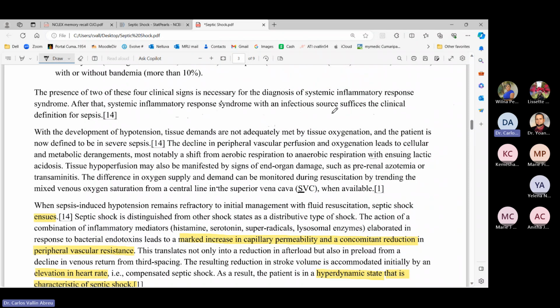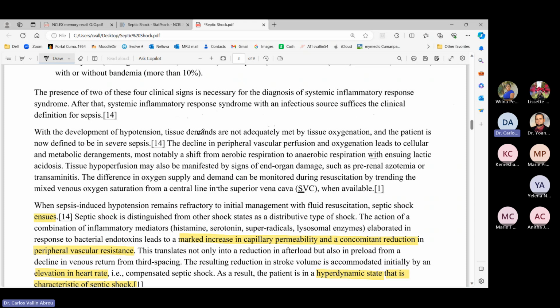I'm going slowly because, more than memorizing this, I need you to understand what I'm explaining. If you understand, you will not forget. If you won't forget, when you have questions like this in your NCLEX, you'll be able to answer properly.